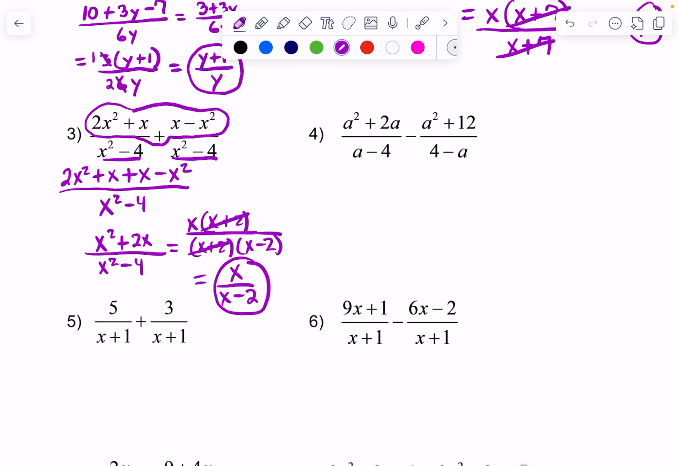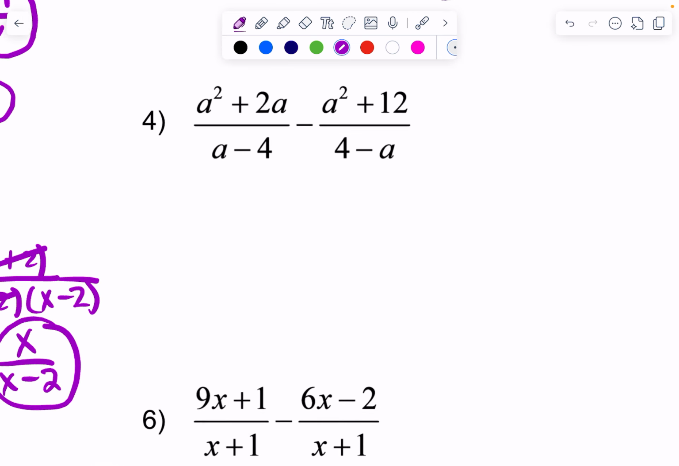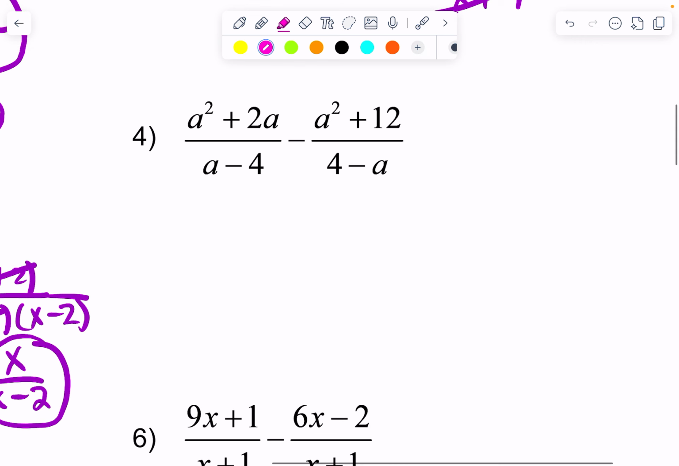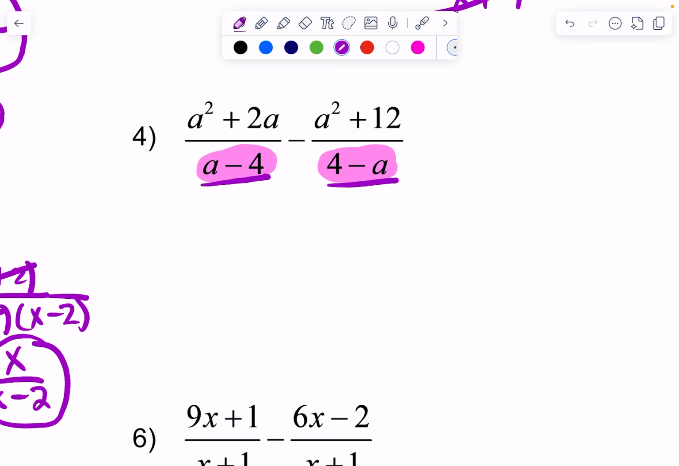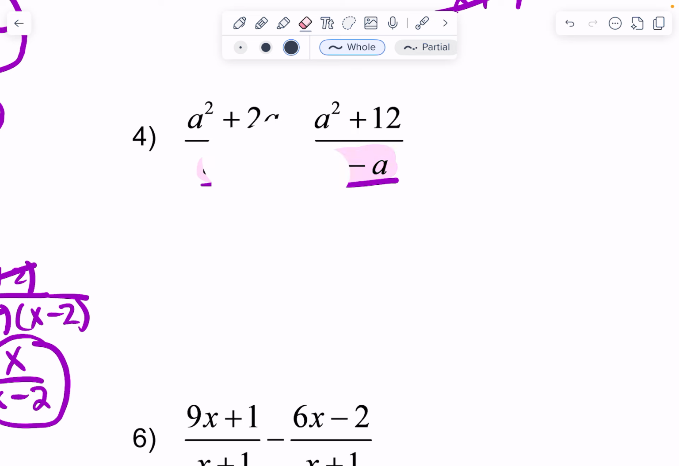All right, let's go. All right, for number 4, whoa, wait a second. If you notice something, these are close to being the same, but they're not the same. I've got a minus 4 here on the left, but I've got 4 minus a on the right. So hopefully some of you are thinking, well, just go ahead and factor out a negative, Mr. Morrow. Well, that's exactly correct. And watch what happens when that occurs.